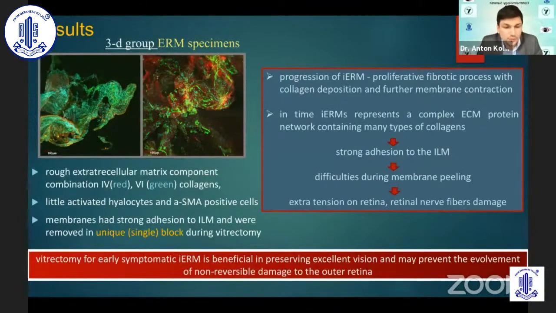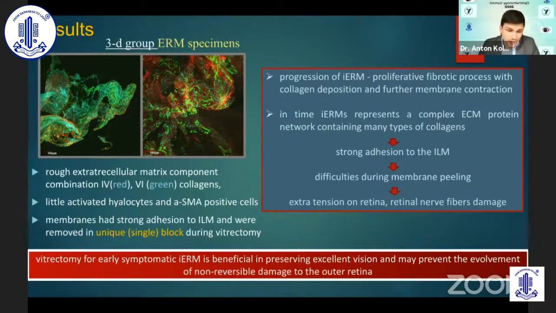In the third group, membranes were representative of extracellular matrix component combinations, collagens 4 and 6, activated hyalocytes, and alpha-SM actin positive cells. This membrane had strong adhesion to ILM and was removed in a unique block during vitrectomy, and we didn't observe any Müller cells or astrocytes in this type of membrane.